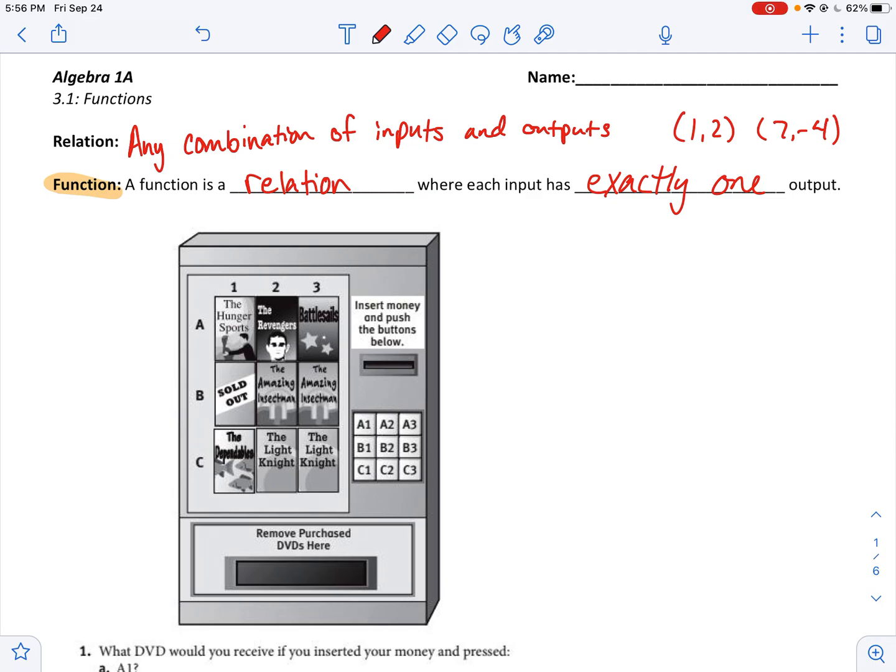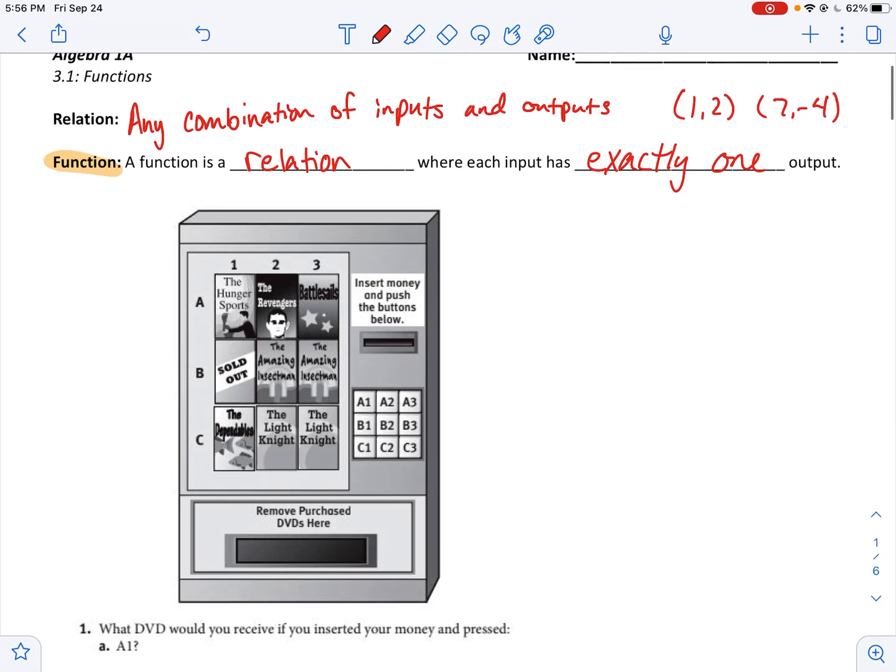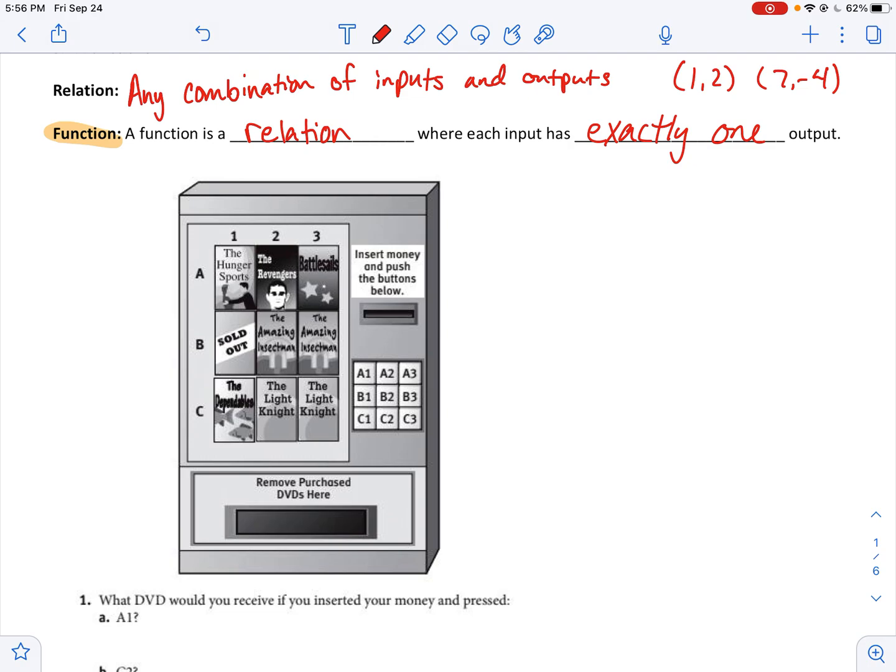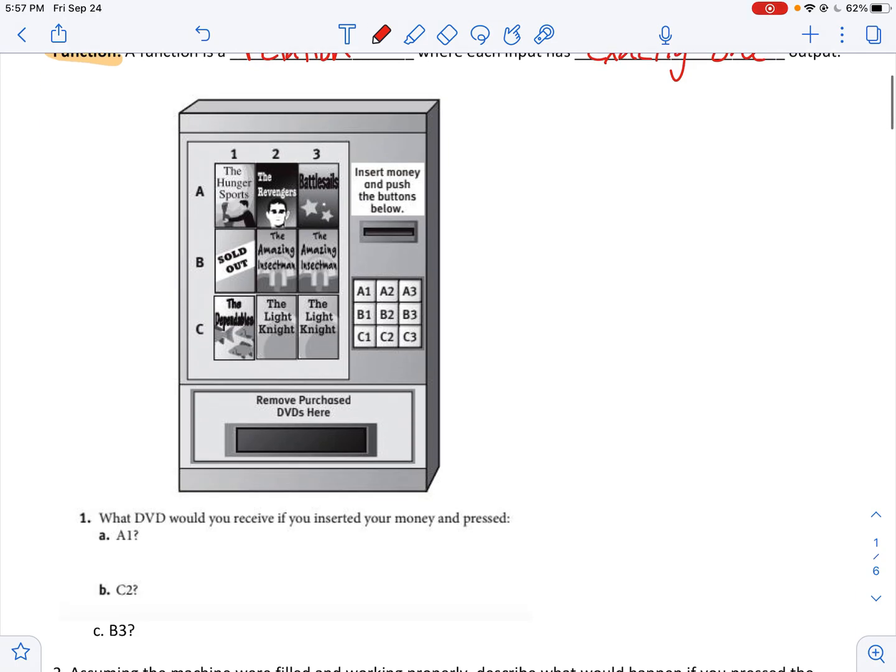So let's look at a vending machine example. A vending machine is a relation because you put in something, you put in money, and you get out something. You get out movies in this case, or maybe it's a soda, or maybe it's chips. But when you put something in, you get something out. So you have an input and an output. In this case, I put in money, and I push a button, and I get some off-brand movies.